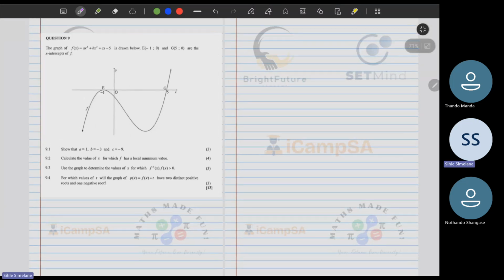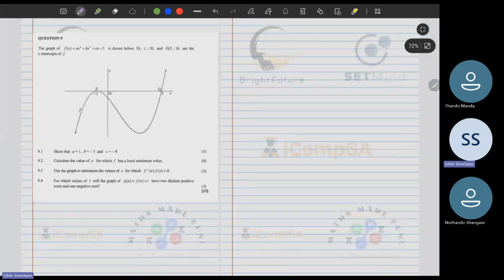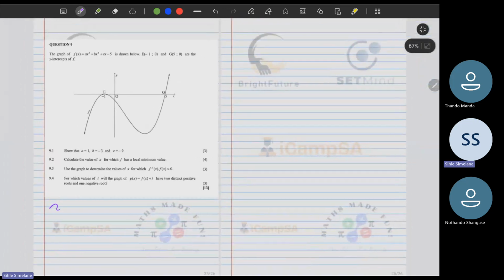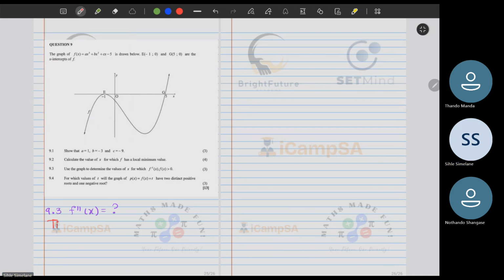Okay, so for 9.3, they are saying the second derivative times the actual function, where is it bigger than 0? Well, now let's have a look. And this becomes just graphical analysis. So I need to figure out what the second derivative is first. Then I try and draw that graph. What is very important here, I will say, tip: always draw the graph. And here I'm speaking about the second derivative.